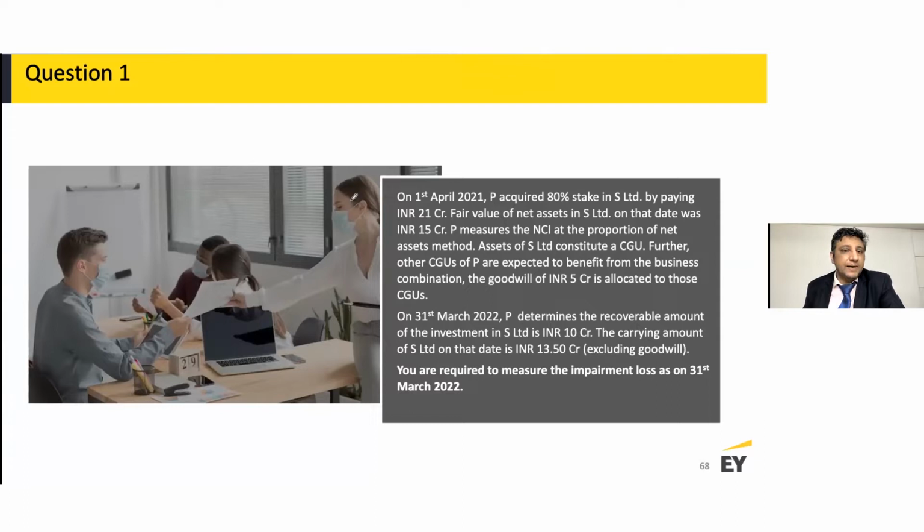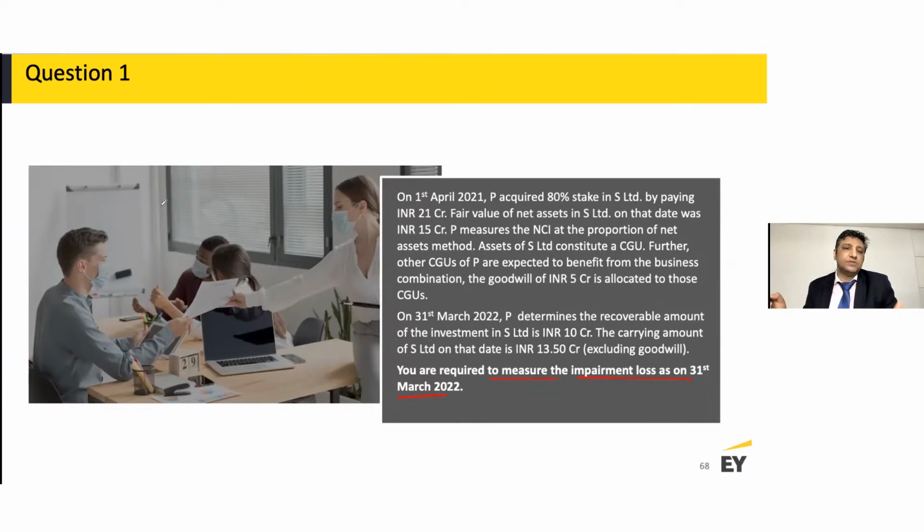On 31st of March 2022, P determines the recoverable amount of the investment in S Limited as 10 crore rupees. The carrying value of S Limited on the date is 13.5 crores, excluding the goodwill. The requirement of the question is to measure the impairment loss as on 31st of March 2022. Right? So there's a lot of information given to us.